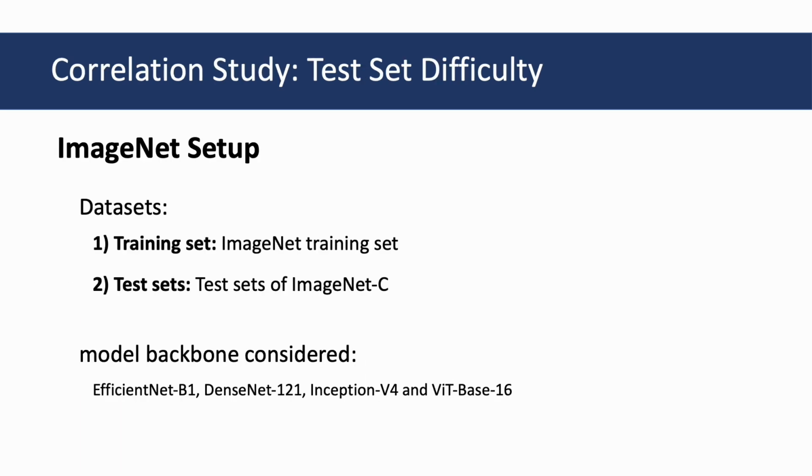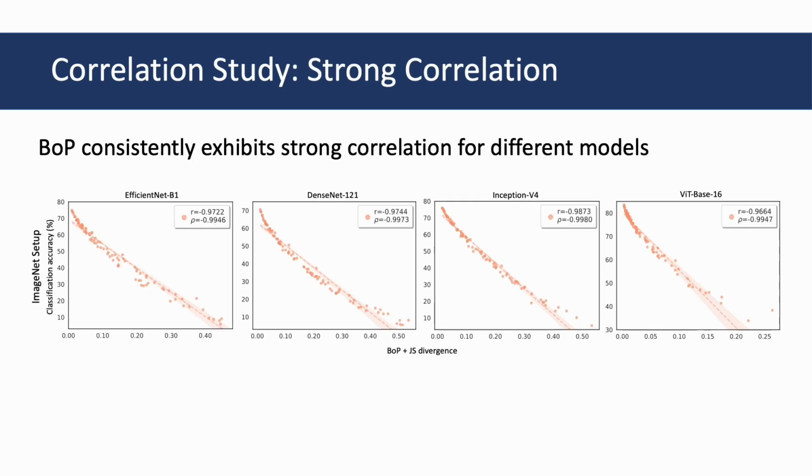Lastly, we conduct a correlation study of test set difficulty under the ImageNet setup. The ImageNet training set is utilized to train the model. Datasets from the ImageNet corruption benchmark are the test sets. We also observed that BOP has strong correlation to the model classification accuracy for different models. These results validate the effectiveness of BOP in assessing the test difficulty for the trained model.